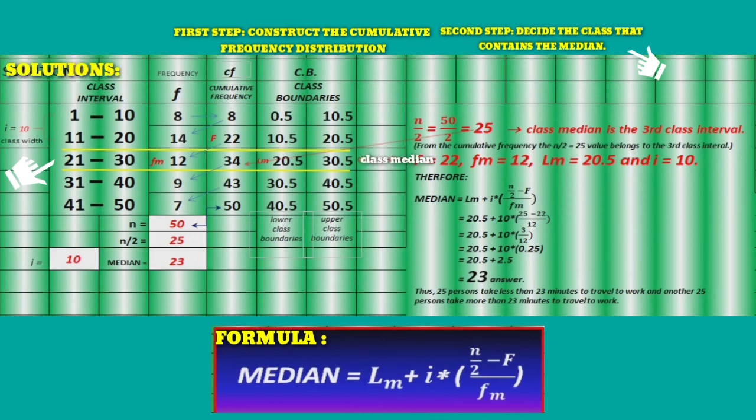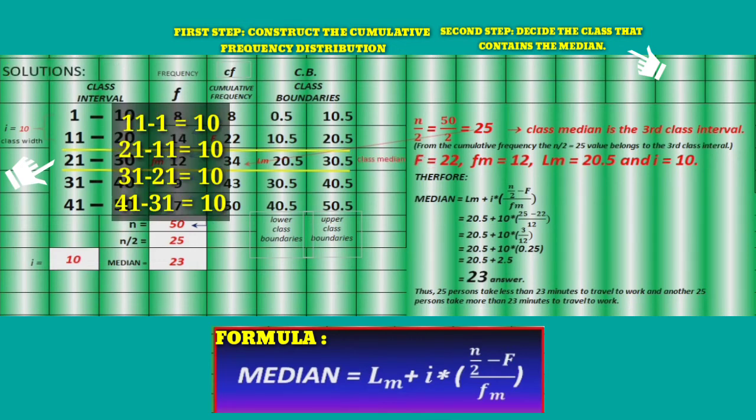Let us determine first the class width, that is your I. How did we get 10? 10 is the distance between intervals, that is 11 minus 1, that is 10. You can also get that from 21 minus 11, that is 10, 31 minus 21, that is 10, and 41 minus 31, that is 10. That is how to get the class width I.